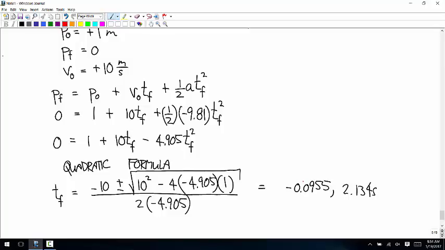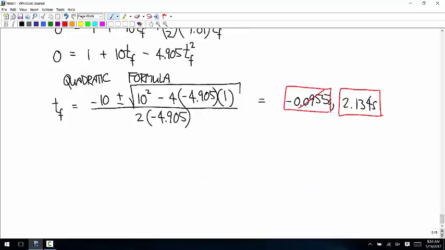So we get these two answers, a negative answer and a positive answer. We're only looking for one time, so which one of these? We want the positive because we don't deal with negative times. What does that negative time mean, by the way? That's a rhetorical question. Here's what it means.